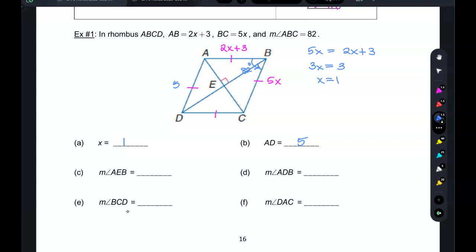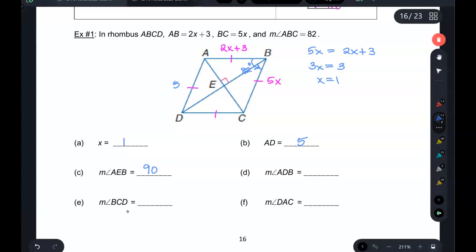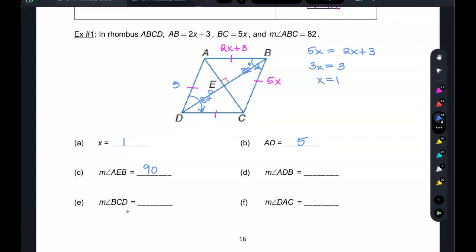Measure of angle AEB. 90. Oh, it's actually labeled, but even if it wasn't labeled, we would know it has to be 90. Okay, measure of angle ADB. Careful. 41. So remember, if the whole angle here is 82, the whole angle here would be 82. But then these are congruent, so that would make it 41 degrees.